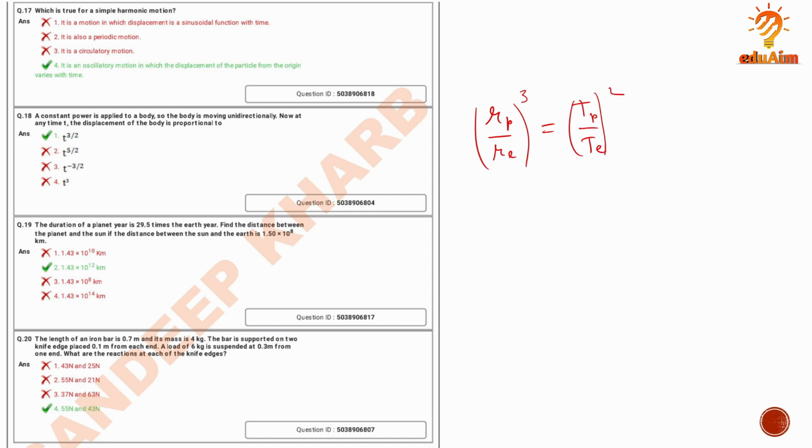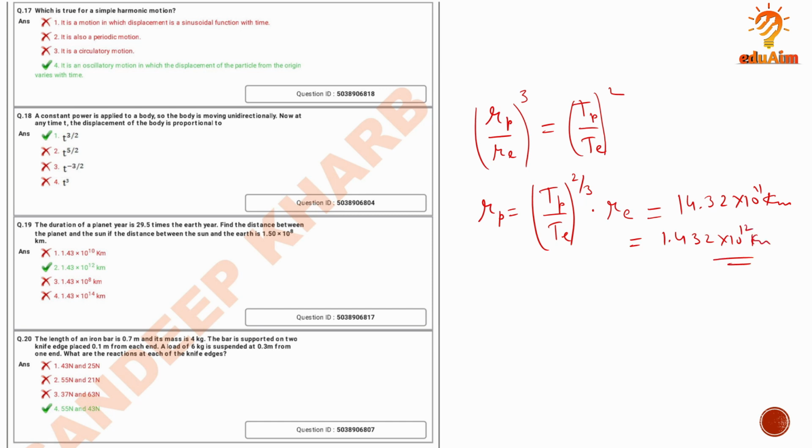Okay, substituting for the radius, we have RP is equal to (TP by TE) raised to power 2 by 3 into RE. So we substitute the values and we get the answer, 14.38 into 10^-11 kilometers, which is 1.438 into 10^-12 kilometers. So the second one is the answer.